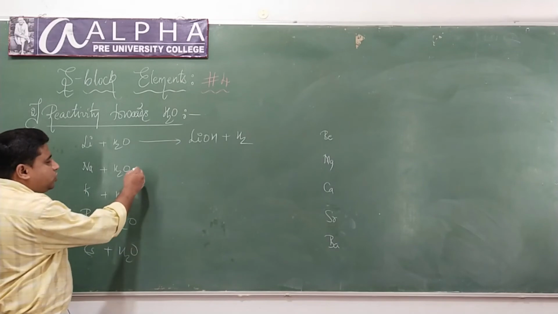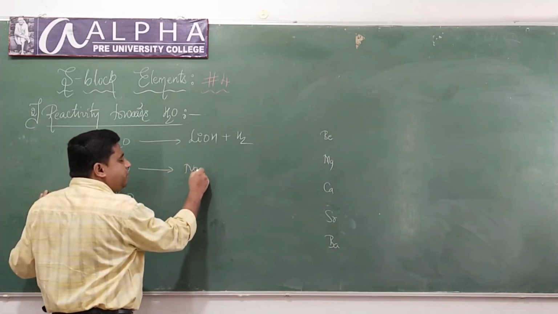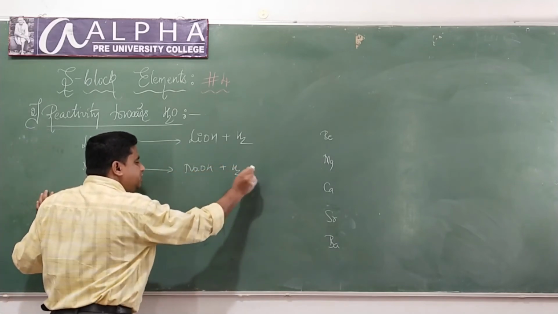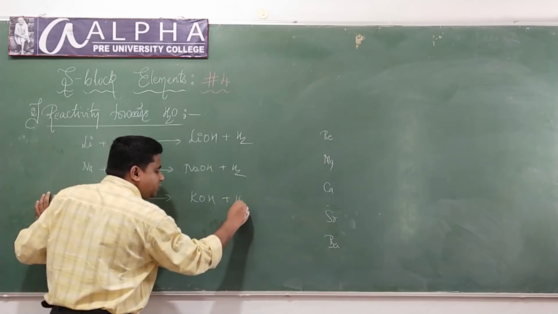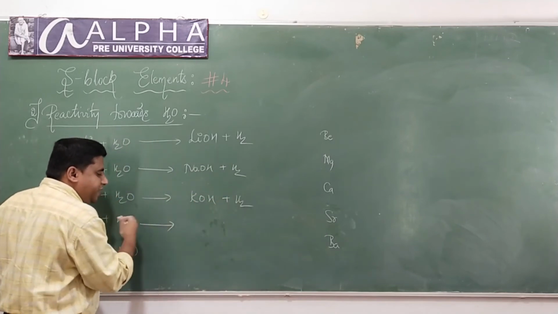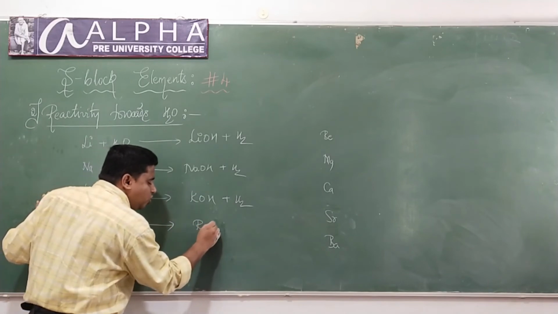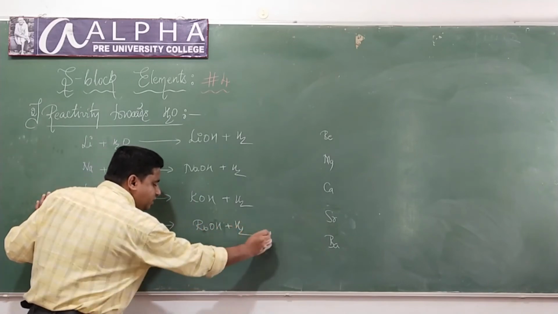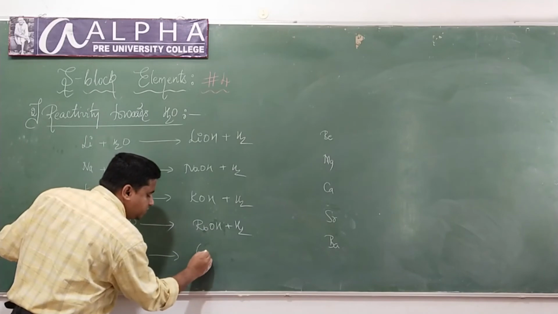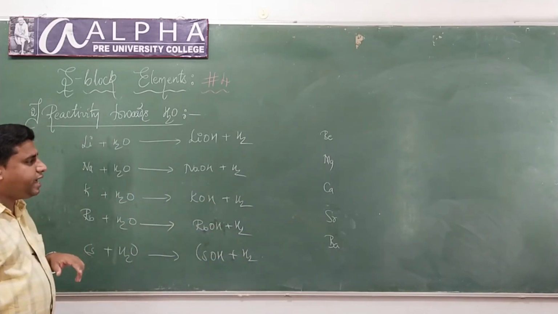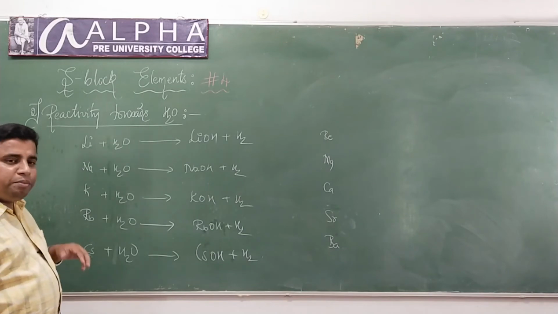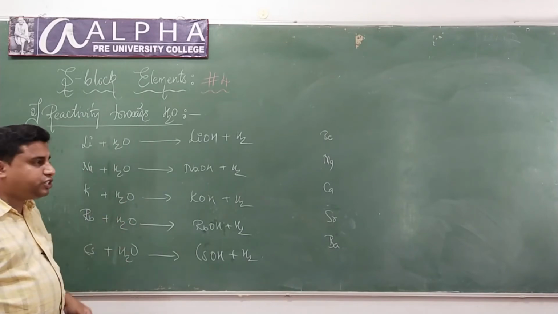When sodium reacts with water, it forms sodium hydroxide with the liberation of hydrogen gas. Potassium forms potassium hydroxide with the liberation of hydrogen gas. Rubidium reacts with water to form rubidium hydroxide with the liberation of hydrogen gas, and cesium forms cesium hydroxide with the liberation of hydrogen gas.